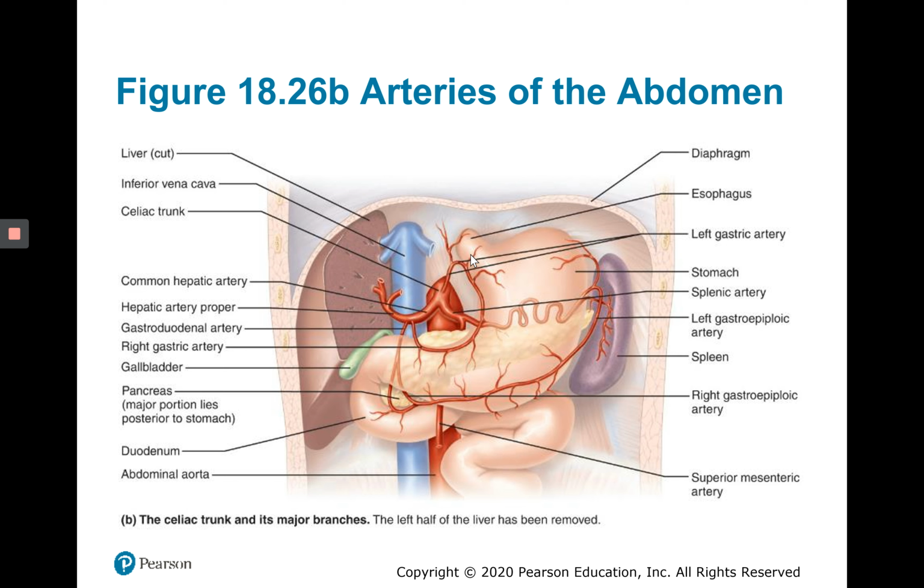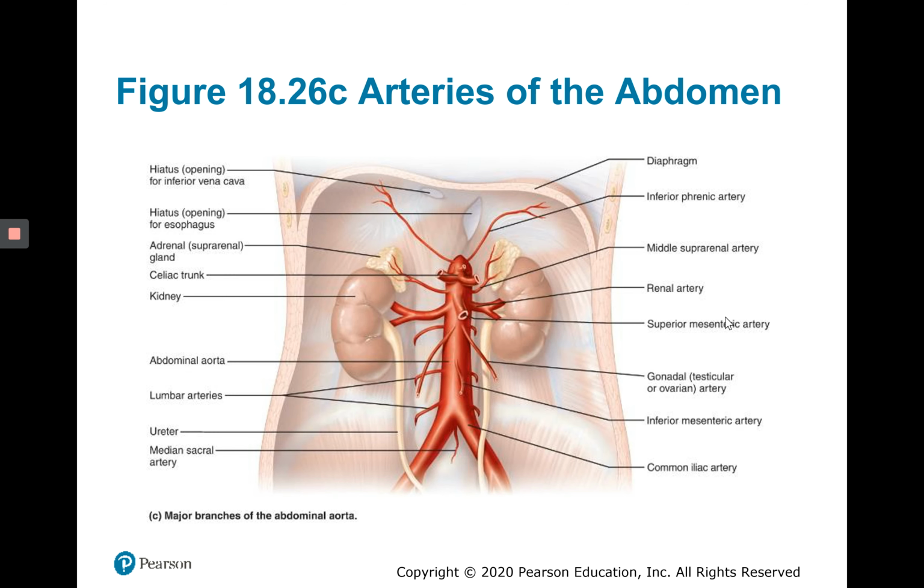So here's just a look at the arteries of the abdomen with the organs in place. Let's look at that splenic artery again. It's going to branch off of part of the aorta and then go to the spleen. Here is that abdominal aorta. We can see some major branches. There are also some structural differences here.